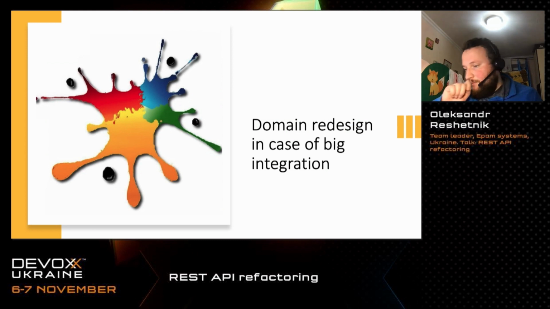One more good approach for your API refactoring, when you have an old API with a long history, is to redesign your whole domain in case of big integration. Your architecture should be ready for minor changes and for big integration. And for me, the best way to get a really bad API from the integration of two systems with good APIs is to just join these APIs and try to translate the API of one system to the API of another.